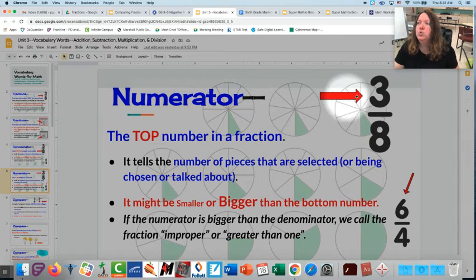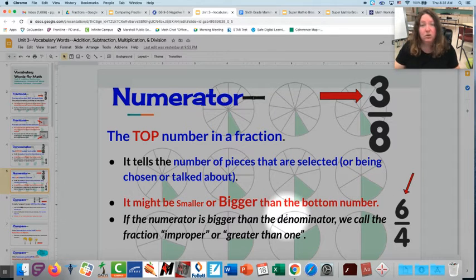Let's take a look at the numerator. The numerator is what we call the top number in a fraction. It tells the number of pieces that we're thinking about. In this case, we know the denominator told us our whole thing is cut into 8 pieces, but we're thinking and talking about 3 of them. So that's the numerator. The number on top tells us how many pieces we're looking at.